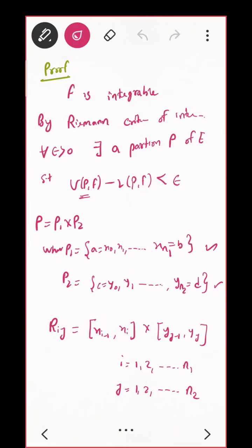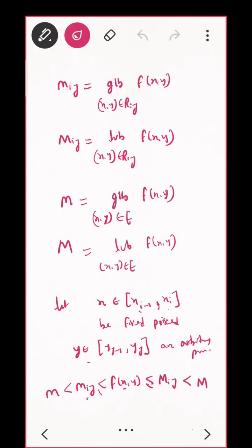Start with the basics. Write the definition. F is integrable means what? There exists a partition P, and that partition is a product of two partitions, that is P1 cross P2, where P1 is the partition on the x axis and P2 is the partition on the y axis. Right, Rij, that is that. Write all the notation, small mi, capital Mi, and everything.